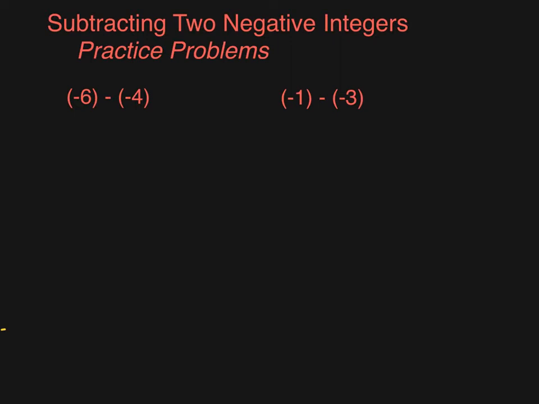So moving right along here, I'm subtracting 2 negative integers, and these are your practice problems, so please stop the video and do these on your own and come back to see the answers. So hopefully you did in fact stop the video and you're ready to go here. So this says -6 minus -4. So I'm going to start with 6 negative chips.